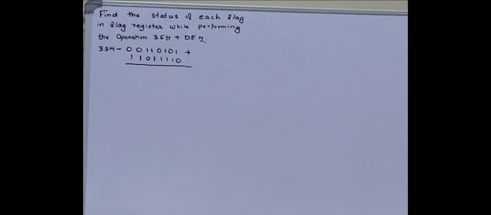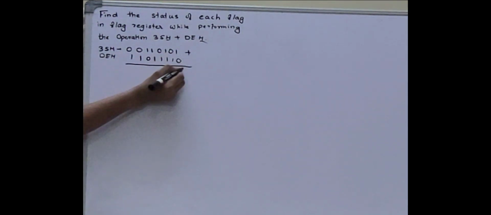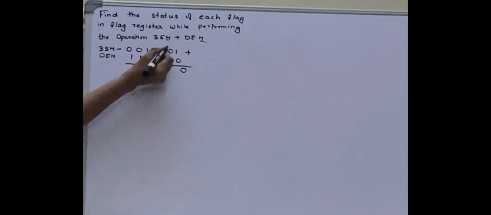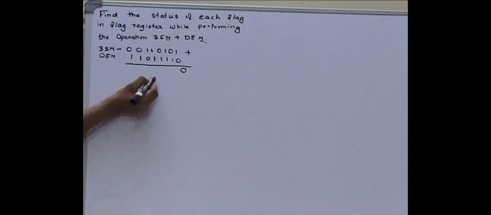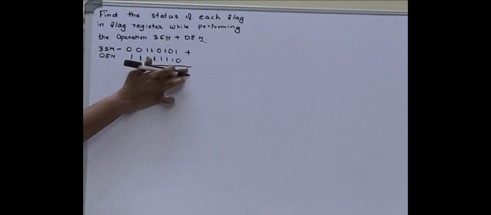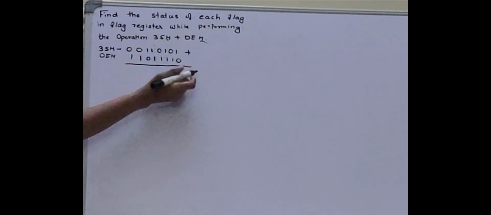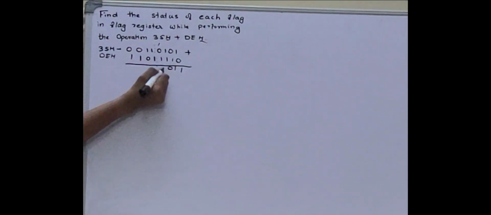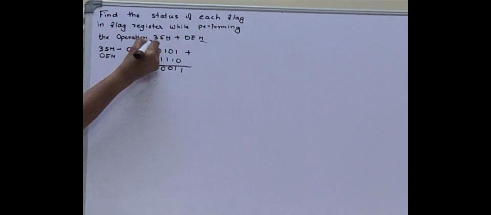So this is the binary of 35H and DEH. Now we want to add these two. By adding 1 plus 1, sorry, this is not 0. 1 plus 0 is 1. 0 plus 1 is 1. 1 plus 1 is 0 with the carry 1. 1 plus 1 is 0 with the carry 1.